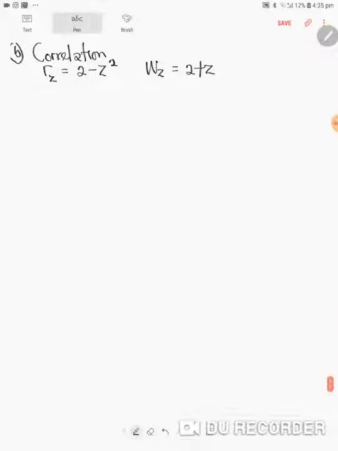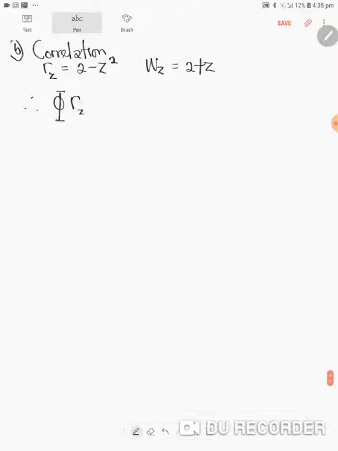Okay, so what I meant was for correlation, you write something like this. RZ WZ will be equal to 2 minus Z square, in bracket, 2 plus Z raised to power minus 1.